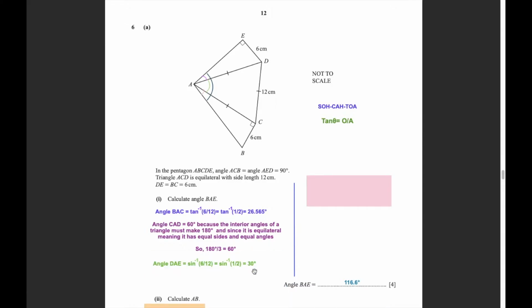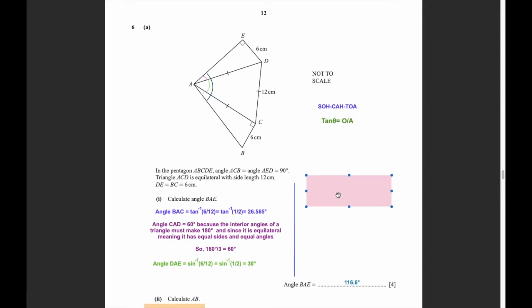Now finally, the last one, we are given the opposite and the hypotenuse, not the adjacent. We don't know what this side length is, but we do know what the hypotenuse is. In this case, it is 12 centimeters. So we make use of that, and that would be sine, which involves the opposite and the hypotenuse. So sine inverse of 6 divided by 12, or sine inverse of half, is 30 degrees.